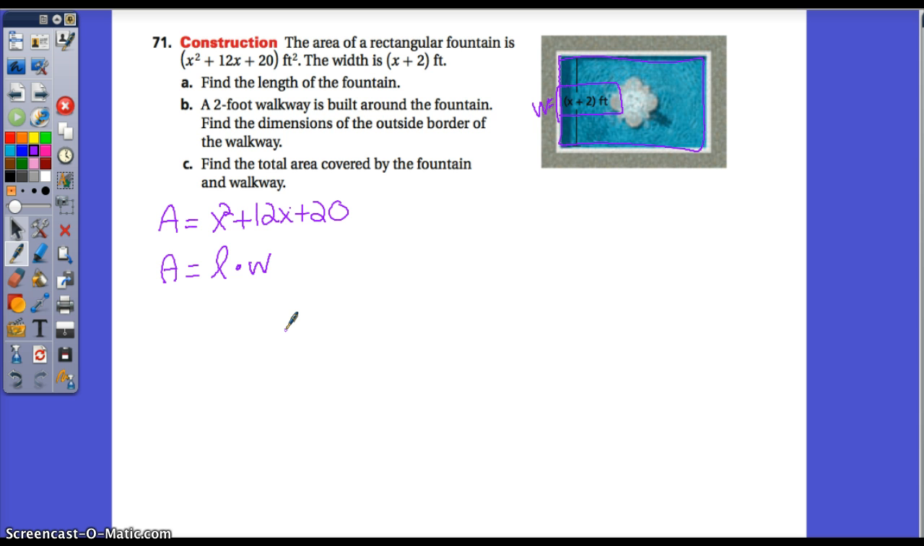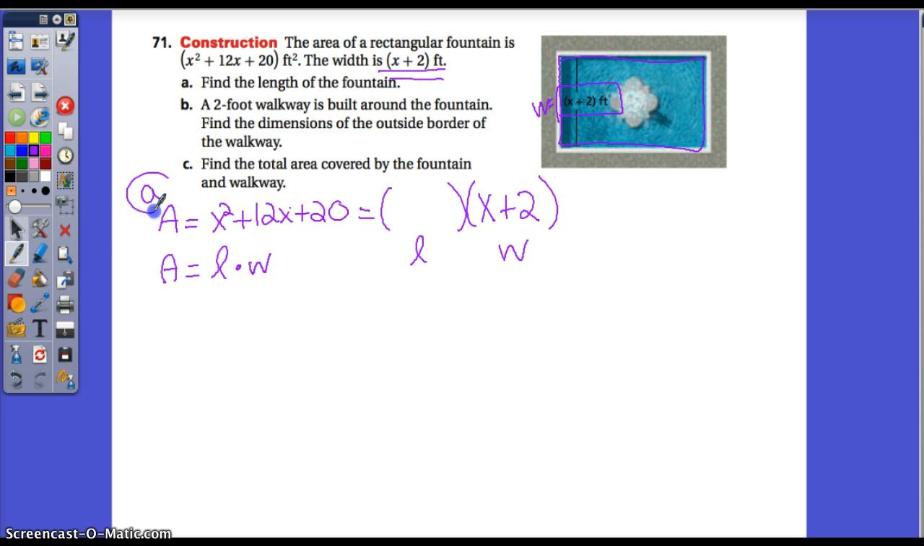Well, if I have a polynomial, then I need to turn it into a length times width, or two quantities multiplied by each other. Couldn't I just factor this, and one would be the length and one would be the width? But we're already given the width. We're already given one of the factors. We know that it's x plus 2. We're told that right here. So to find the length, let's factor this and see what we get.